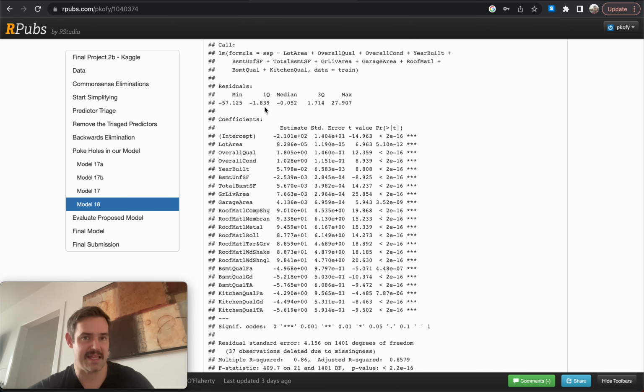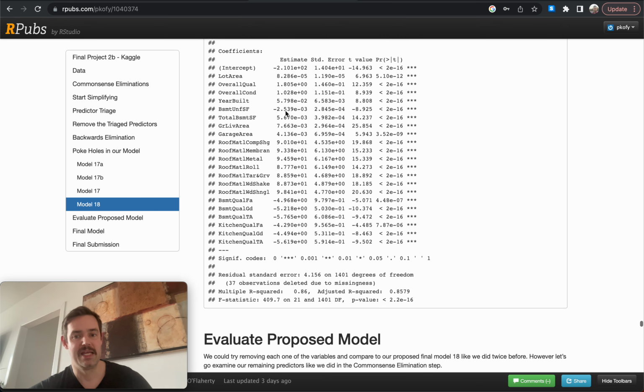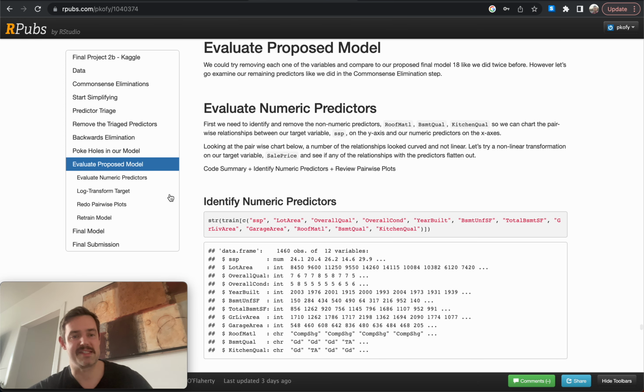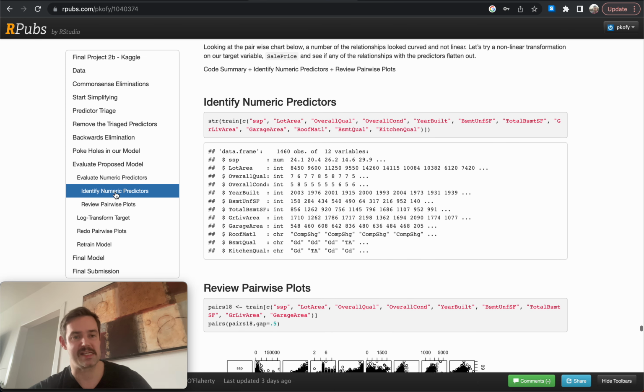Here you can see that the interquartile range is tightly bound around a median near zero. The adjusted R squared is relatively high. We don't have many observations excluded due to missing values. So I wanted to look at this data a little more closely.